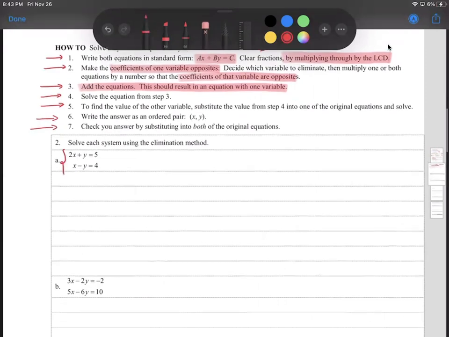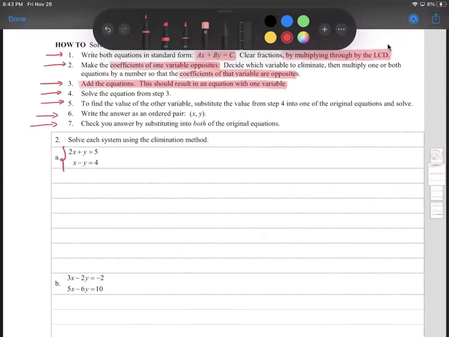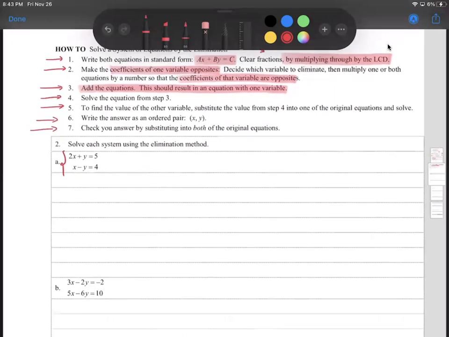Okay, so I have a system of equations. Now, the first step is to make sure both equations are in the form ax plus by equals c. As I can see, my two equations both are in that form, right? x and y are on the left, and the coefficient and the number on the right. So I'm good. ax plus by equals c. Now I'm going to pick y to eliminate. I'm going to eliminate y.